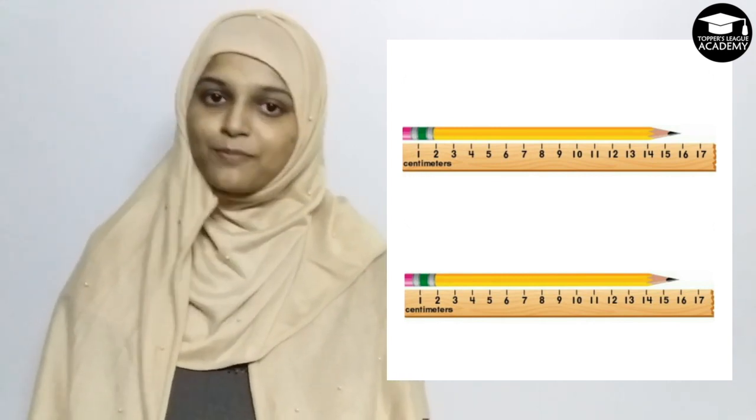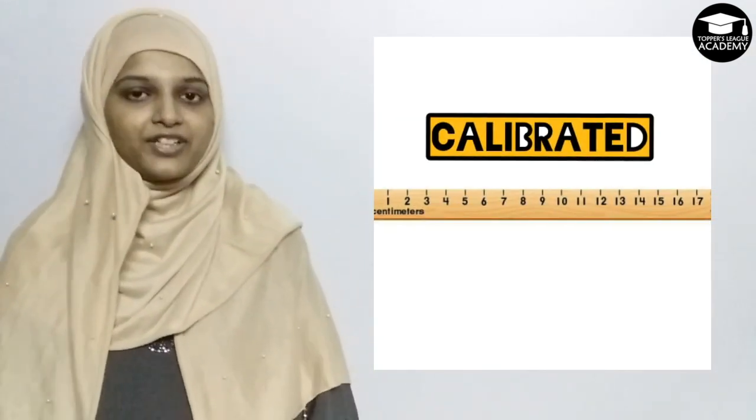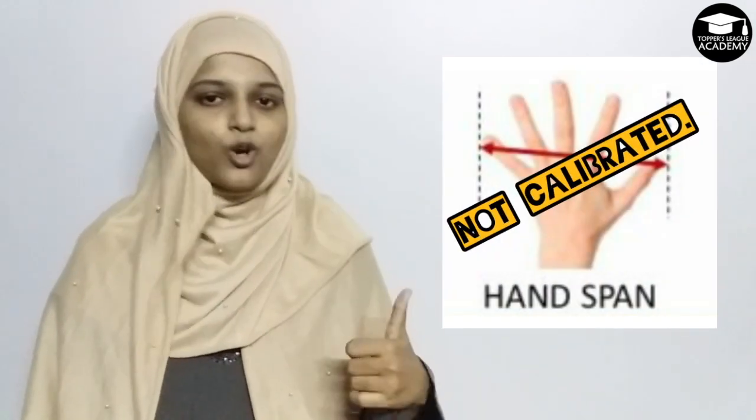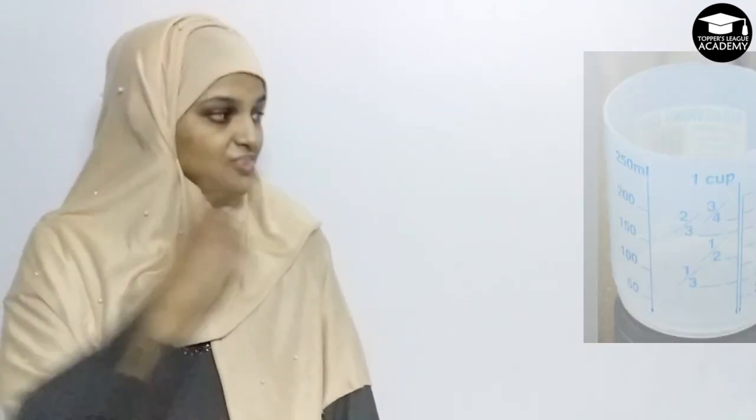Now, if we take two rulers to measure the same object, say a pencil, we will get the same measurement. Why? Simple, because rulers are calibrated with standard units of measurement, but handspans are not. Similarly, we cannot use a bowl to measure the volume of liquids like milk or oil. We need the measuring cylinder to measure the exact volume.